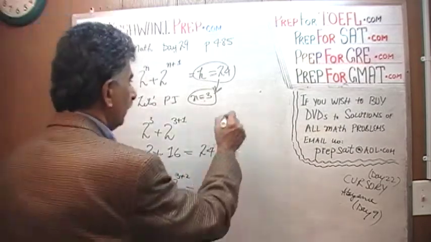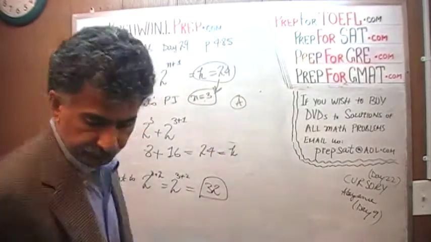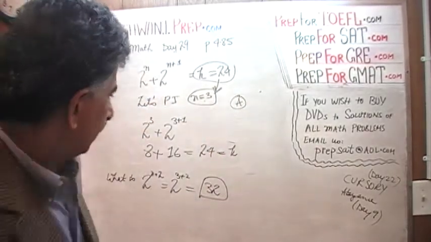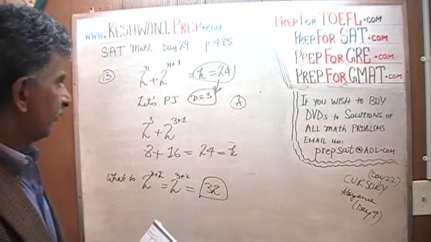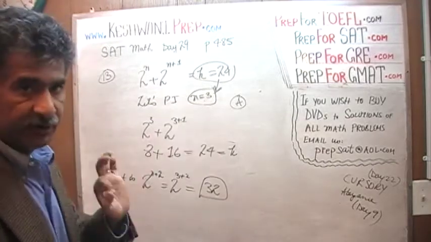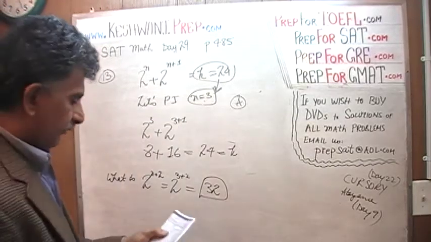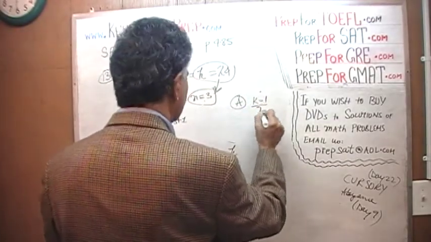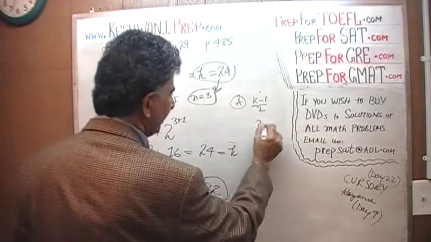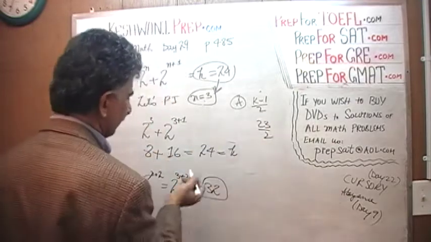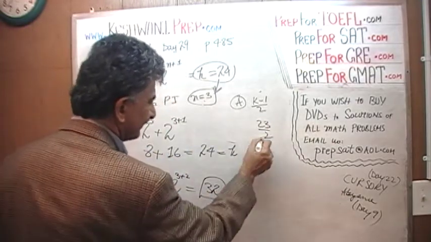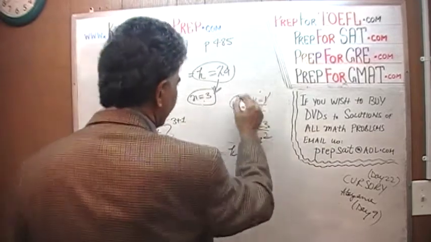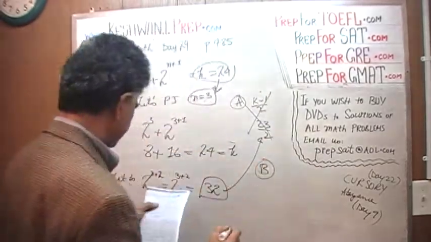Let's go through them. Remember k equals 24 and n equals 3. You must keep that in mind. Answer choice A says k minus 1 over 2. Well, k minus 1 is 23. 23 over 2 is not going to give us 32. This does not equal 32, obviously. Answer is not A.